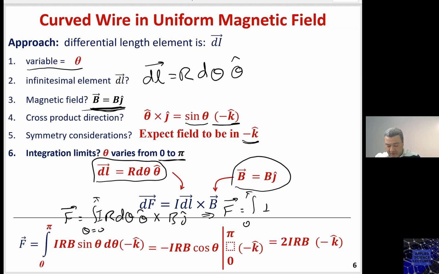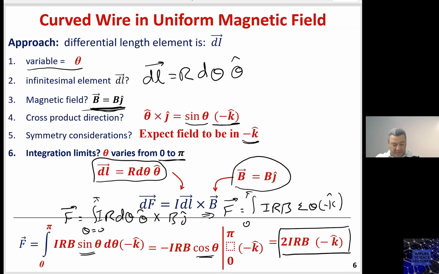We have I, R, B, and then theta hat cross j hat is sine theta minus k hat, and now we need to integrate sine theta. It's going to give me minus cosine theta, then substituting theta from 0 to pi, it's going to give me 2IRB, and the direction is in the negative z direction.